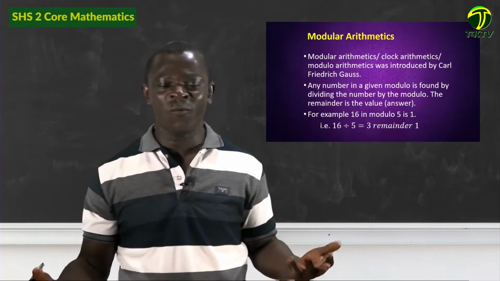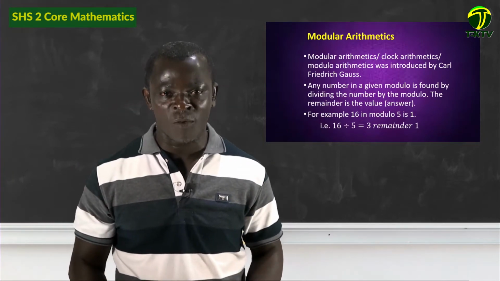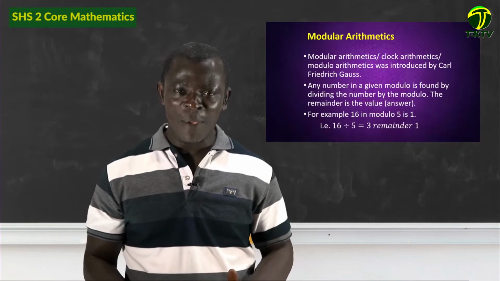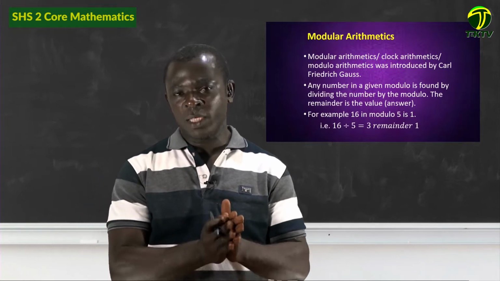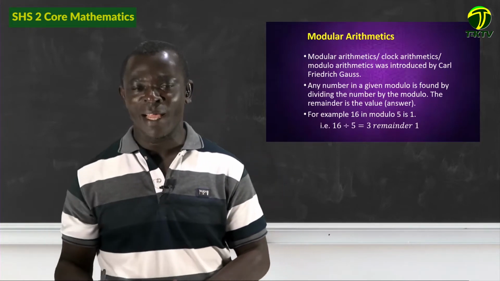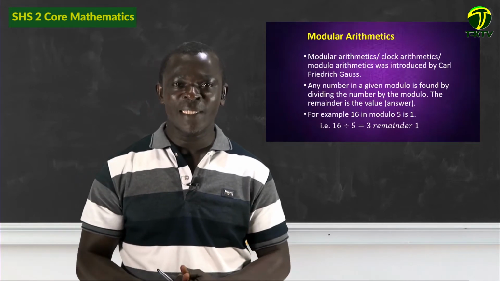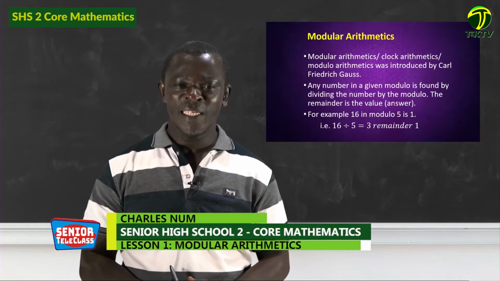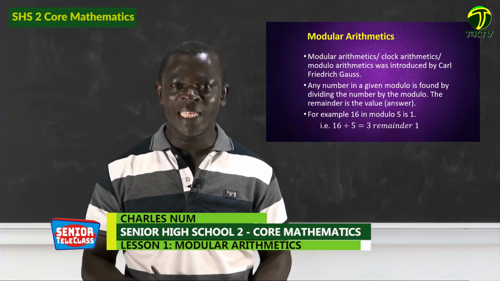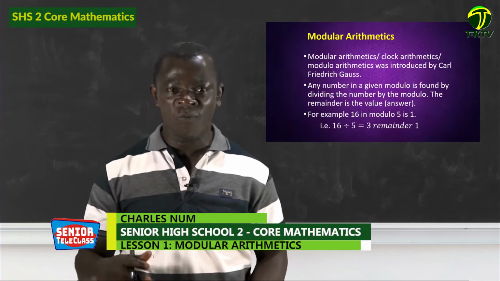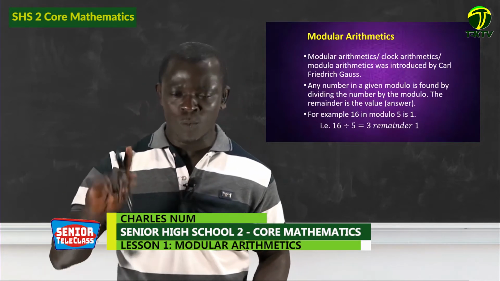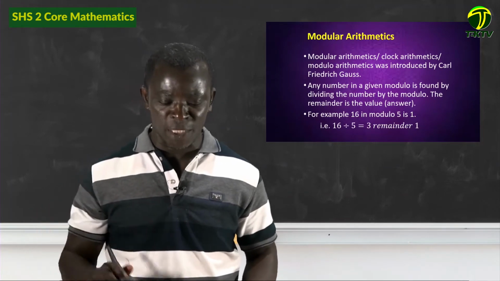Some students confuse modular arithmetic with number bases. In number bases, we are interested in both the whole number and the remainder. So for instance, in base 5, 16 can be written as 3, 1. But in mod 5, 16 is written as 1. Only the remainder is what we need here.